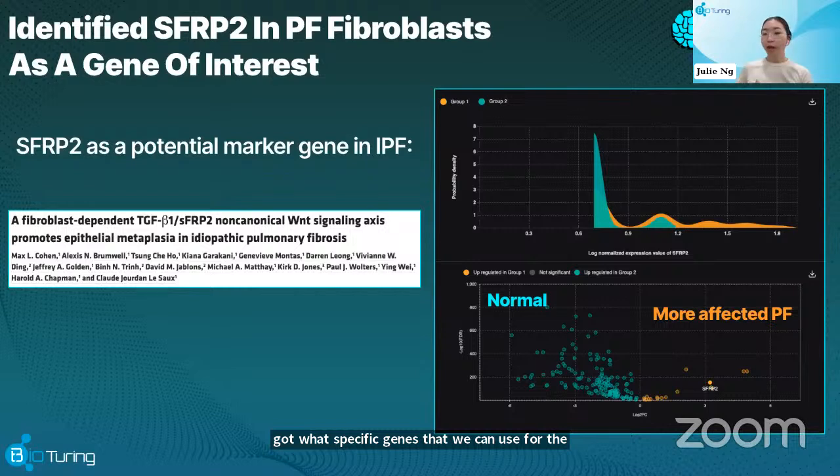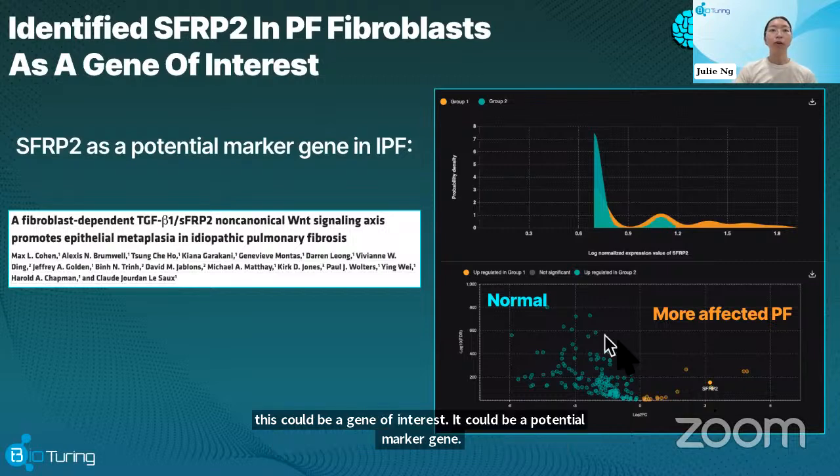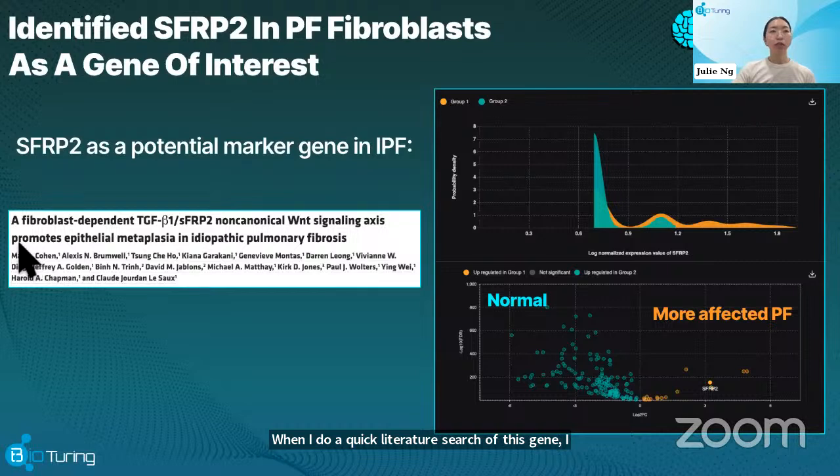So in addition to pathway enrichment analysis, another type of downstream analysis that we can perform is DEG, of course, differential expression analysis. And here I'm interested in our fibroblasts this time. When I compare our normal sample versus our more affected sample, I see an upregulation of this particular gene, SFRP2. This could be a gene of interest, a potential marker gene. When I do a quick literature search of this gene, I found one paper that indicated that this particular gene may promote epithelial metaplasia in IPF. So this could be interesting to investigate further.